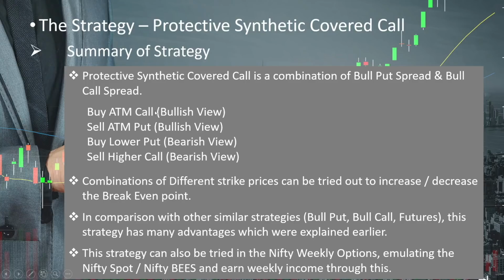When you see both strategies, the bull call spread is a debit strategy and the bull put spread is a credit strategy. We mix both together and then we create a protective synthetic covered call strategy. Here you can do a combination of different strike prices, because we have 4 legs altogether. All the 4 legs you can do permutation and combination.